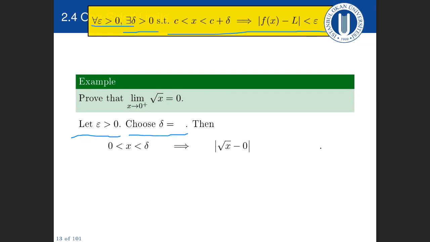Intuitively, if x is close to c, but x is on the right of c, then f of x is close to L. Or more precisely, if x is between c and c plus delta, or for this example, 0 and 0 plus delta, then we want the absolute value of f of x minus L to be less than epsilon. For this example, we want the absolute value of the square root of x minus 0 to be less than epsilon. So there are two things to do to finish this answer. We need to find the right delta, and then we need to fill in the calculation which proves that the absolute value of the square root of x minus 0 is less than epsilon.